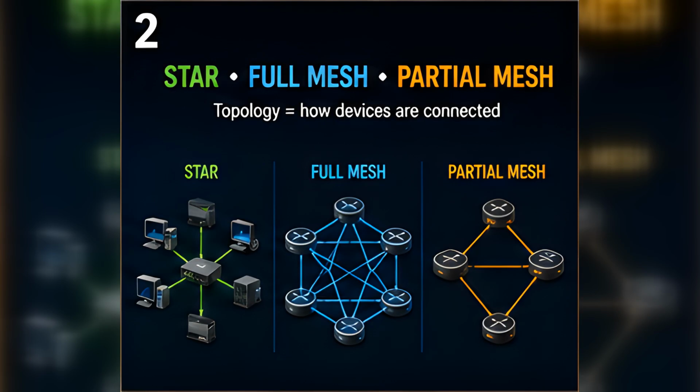A topology describes how devices are arranged and connected. 3 patterns appear repeatedly in real networks: star, full mesh, and partial mesh. Most production networks are hybrids. They combine these patterns depending on where simplicity, redundancy, or scalability is most important.